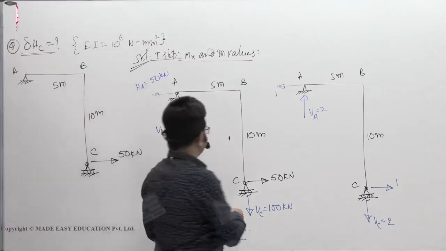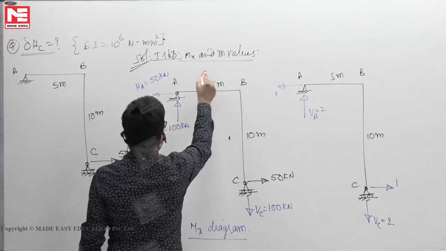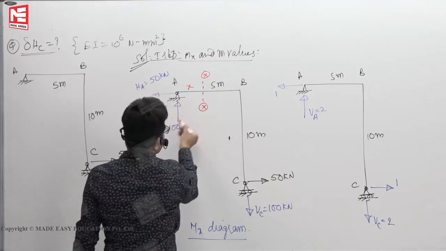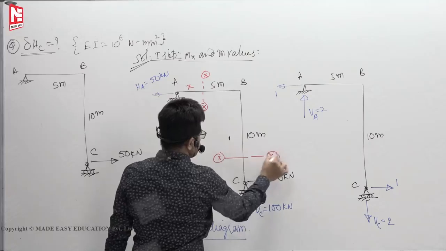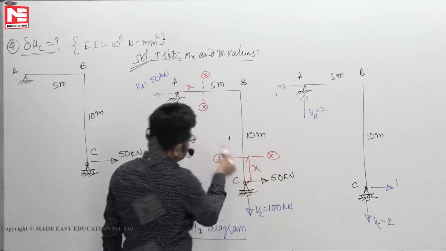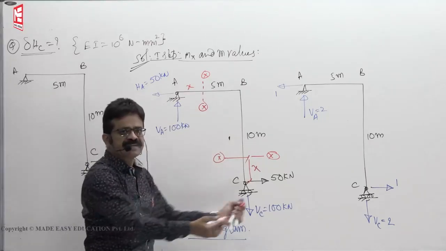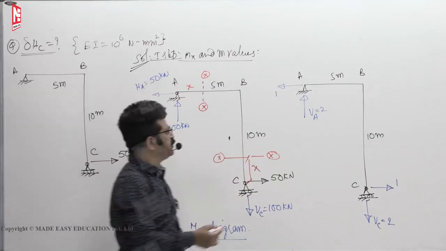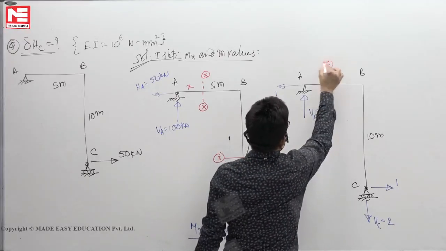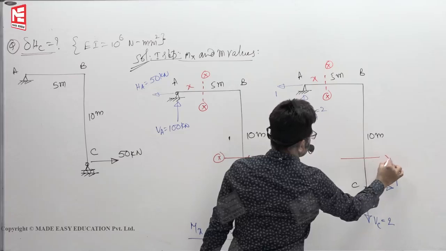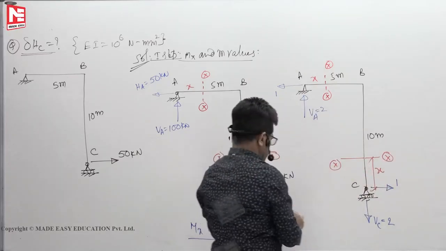Next, section XX. For this AB, you take XX here at a distance of x, because 100 into x is easy for us to manage. For this one, you can take section XX from here. It is our choice. From wherever you want, you can take it. Whichever side is easier, that side onwards you will calculate. Once you take here, here are no choice. Same thing you have to take. X, X.